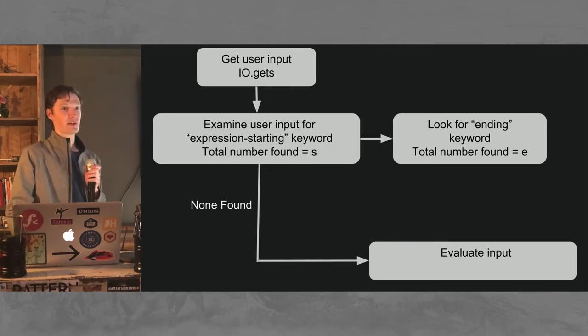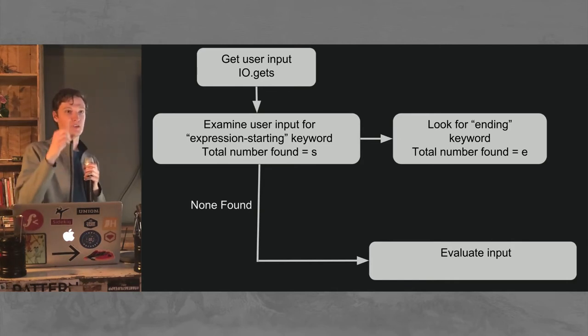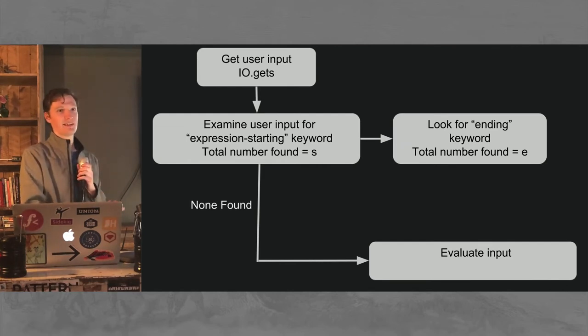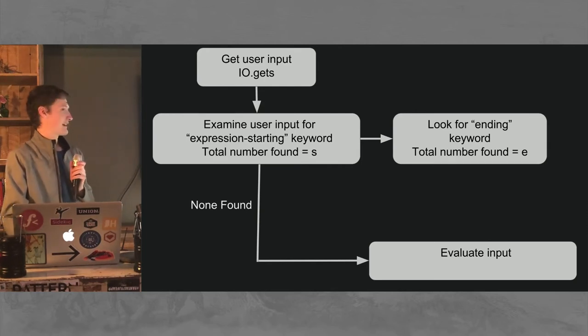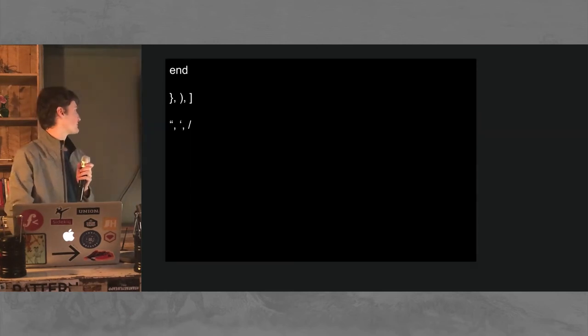And it's actually worth noting that it's literally counting them. It doesn't keep a list of the expression starting words and then try to match them up with their ending words. It literally just keeps a count. And so that's an interesting little pit you can fall into. If you try to end a do block with a close curly brace, it will try to run it, is basically what I'm saying. Even though anyone would know that's not valid.